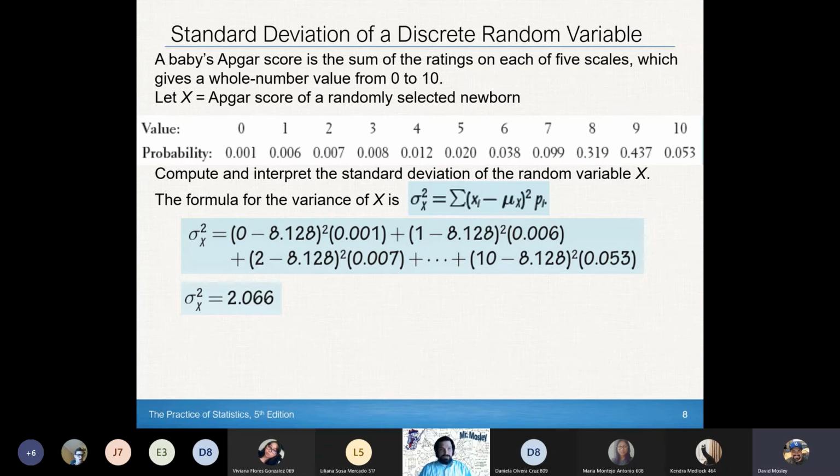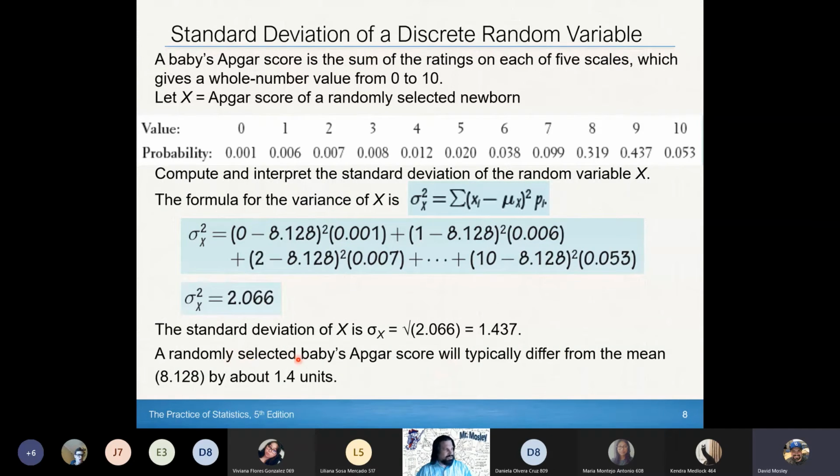But again, we're not done. We've only found the variance. We need the standard deviation. The standard deviation of x is sigma sub x, equaling the square root of 2.066, the variance, which is about 1.437. This means that a randomly selected baby's APGAR score will typically differ from the mean. So if we randomly select a baby, the score should typically differ from the mean by about 1.4 units.